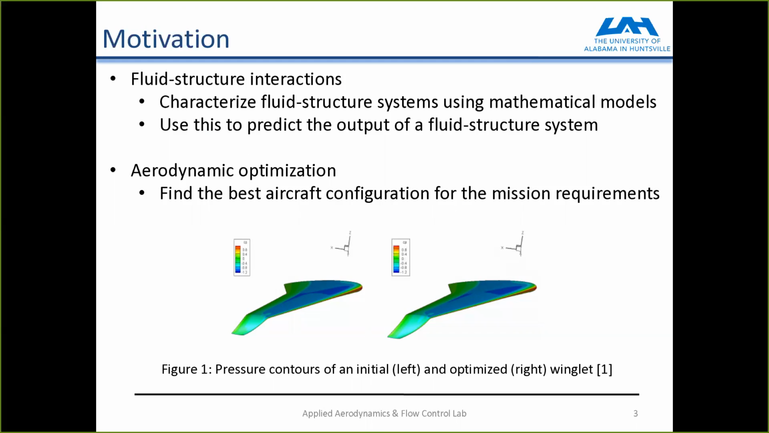So we can give it a different type of input, we can give it a different wing length, we can give it a different winglet length, we can give it all these different parameters, and we want to see how it's going to react when we do that. The other thing is the aerodynamic optimization. This will help us find the best aircraft configuration for a specific set of mission requirements. So whether it be to find the maximum endurance of an aircraft or whether it be to find the maximum weight possible to carry, this all falls under optimization for aerodynamics.